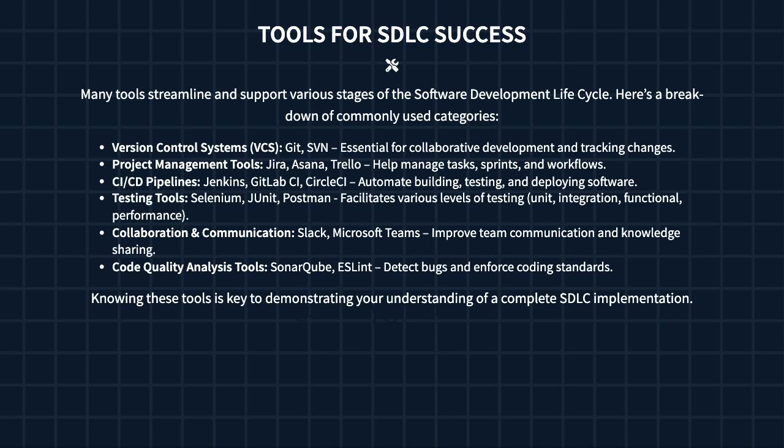Then you have your CI/CD pipelines, Jenkins, GitLab CI, Circle CI, which automate the whole build, test, and deployment process. Don't forget testing tools like Selenium or JUnit for making sure everything works as expected, plus collaboration platforms such as Slack or Microsoft Teams to keep everyone connected.